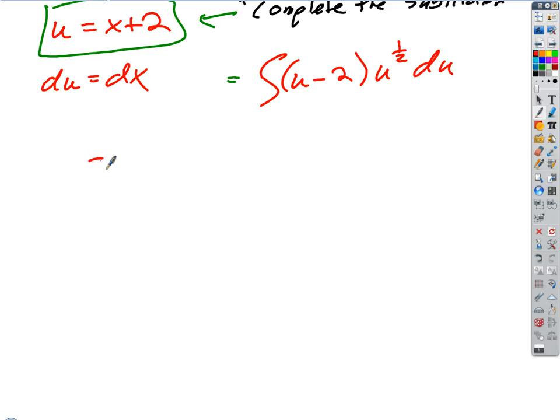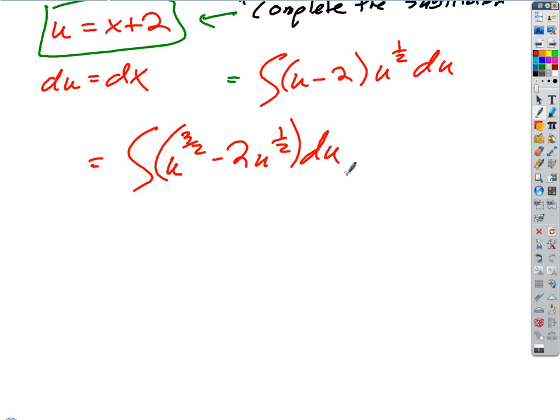So then if we rewrite this as the integral of u to the 3/2 minus 2u to the 1/2 du, what do we get? The first term gives us 2/5 u to the 5/2. Good. Minus, what about this one?